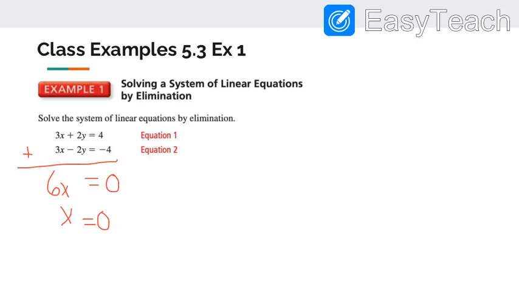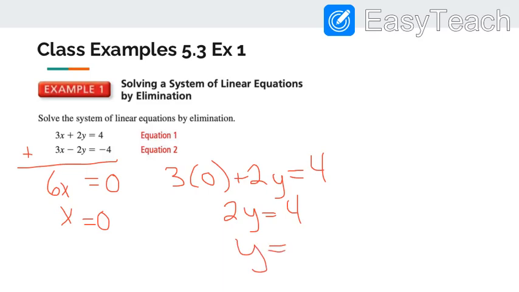Once we have a single value of x, we can plug it back into either equation. I'm going to use the top equation because it's simpler and there's no negatives. So when I rewrite that top equation, I'm going to get 3 times 0 plus 2 times y is equal to 4. Well, 0 times anything is 0, so it cancels out, so we're left with 2y equals 4, and our y value is simply 2, meaning our final answer here is (0, 2).